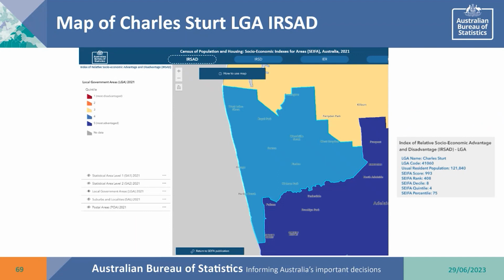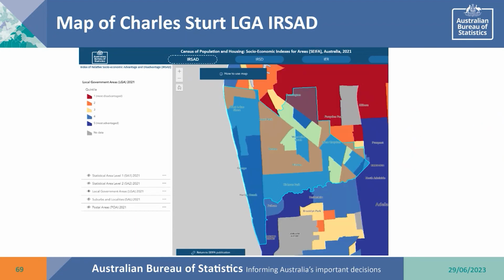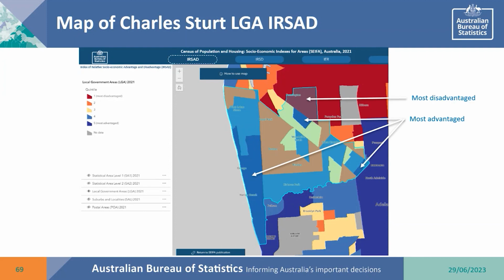This is the Charles Sturt LGA using our interactive SEIFA ERSAD map. With suburbs visible, we can see that there are some relatively advantaged and relatively disadvantaged suburbs in this LGA. We have some suburbs in quintile 5, the most advantaged, and some in quintile 1, the most disadvantaged. Let's find out a bit more about these suburbs.